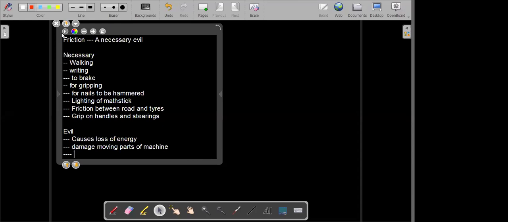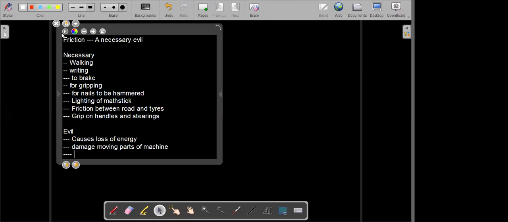We can't walk on ice because ice has low friction. So why do we call friction an evil? Why do we want to remove friction? Sir, we can write on paper but not on board, with the pencil. So a pencil also requires friction.